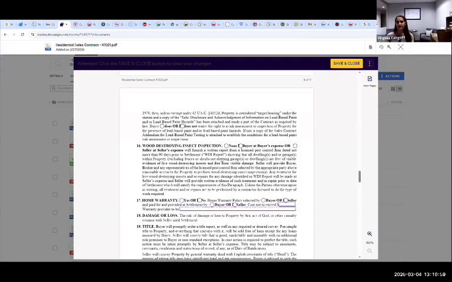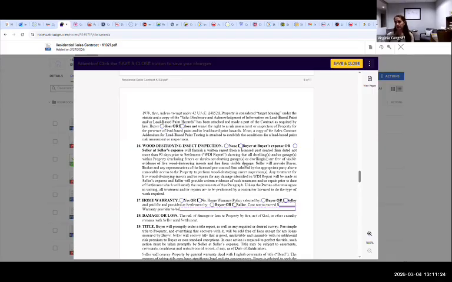Wood destroying insects. Buyer at buyer's expense, or seller at seller's expense, will furnish a written report from a licensed pest control company dated no more than 90 days prior to settlement, showing that the dwelling within the property is free of visible evidence of live wood destroying insects and free from visible damage.